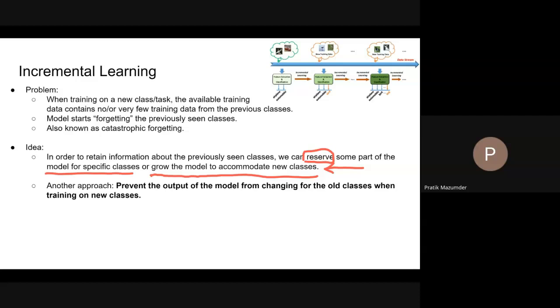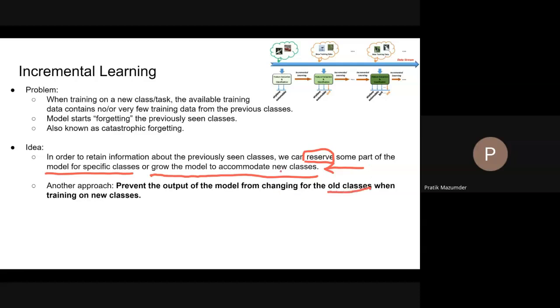Okay. The other option, which we'll see in some detail (we don't have enough time today, we'll see more details in tomorrow's class), is that you prevent the model from changing its output for the classes that are previously seen. Okay, we'll see how to do that.